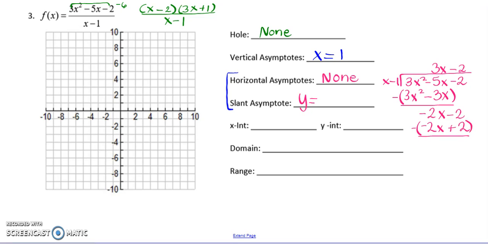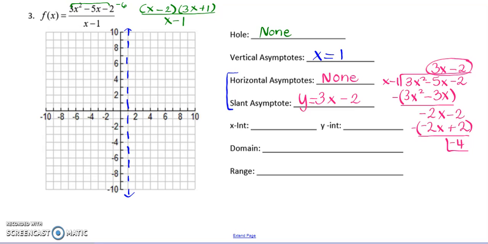Okay, draw the line, change the signs. We end up with a remainder of negative 4. Now, we're only keeping this piece up here. So our slant asymptote is 3x minus 2. So let's go ahead and graph that vertical asymptote of x equals 1. That's here. Now let's graph 3x minus 2.